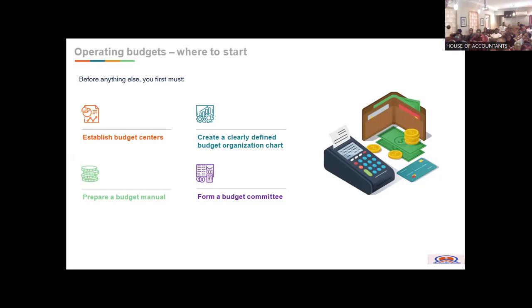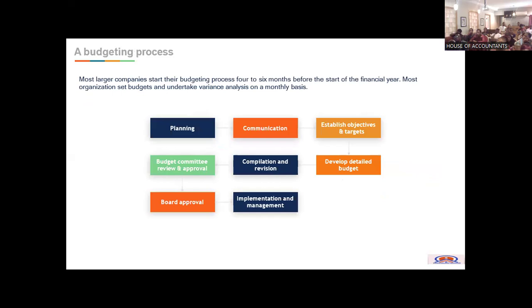Okay, so budget is not to be done by one person. Make sure you get others involved. Even if they're not good at figures, at least they will contribute to something that will make it successful. Most larger companies start their budgeting process 4 to 6 months before the start of the financial year. Most organizations set budgets and undertake variance analysis on a monthly basis.